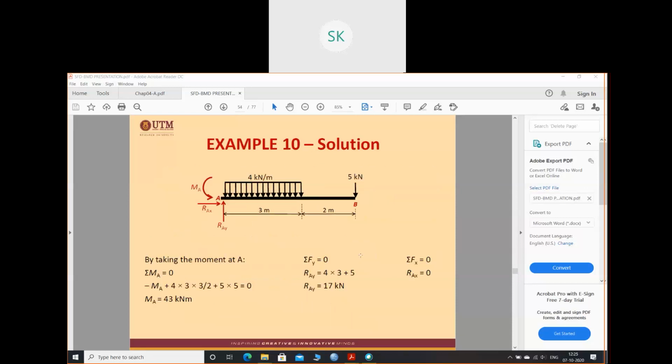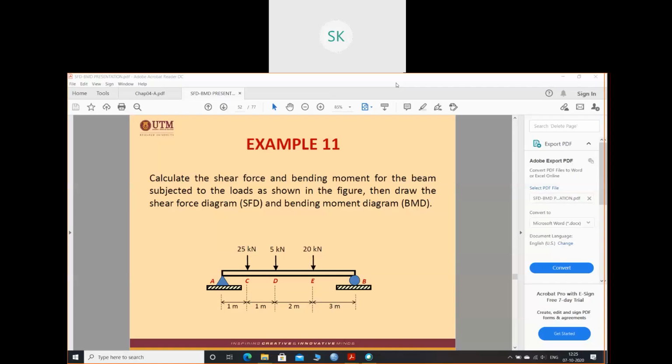In the next class we'll discuss some complicated beams. Today we discussed UDL and this beam also. Write down this question, or take a screenshot of this question, and submit it in Google Classroom as an assignment before Monday.